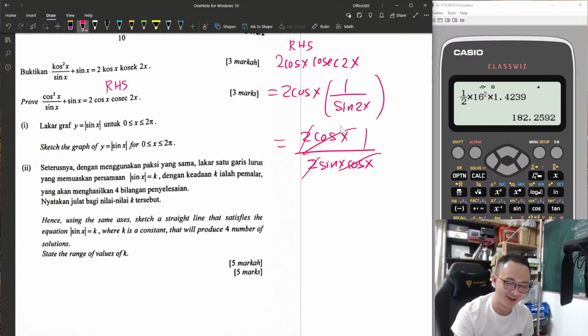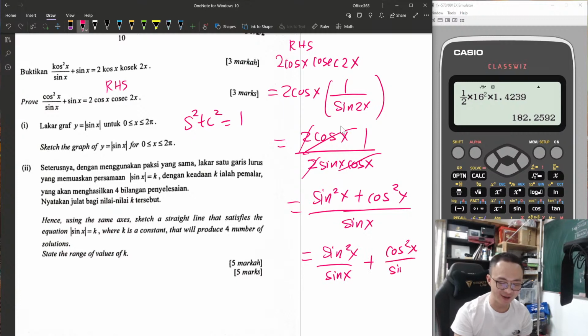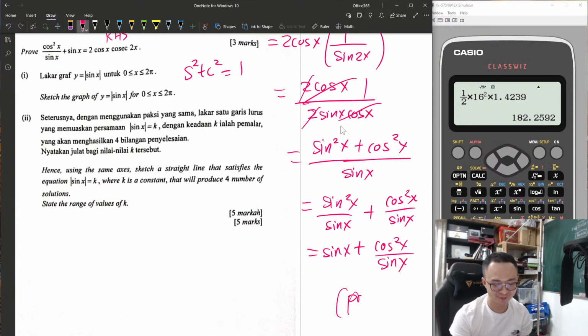Just cancel, get 1. So I know sine square plus cos square equals to 1. So top, I will do sine square x plus cos square x over sine x. So sine square x over sine x plus cos square x over sine x. Yeah, then I got the answer. This is sine x plus cos square x over sine x. Proven. Yeah, I kind of got stuck for a while.